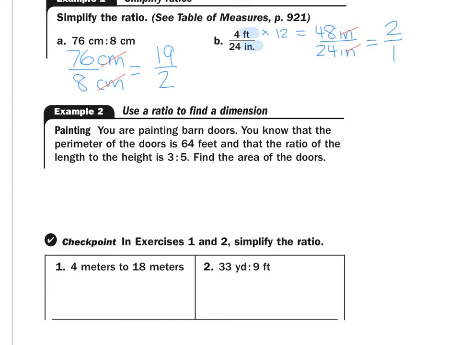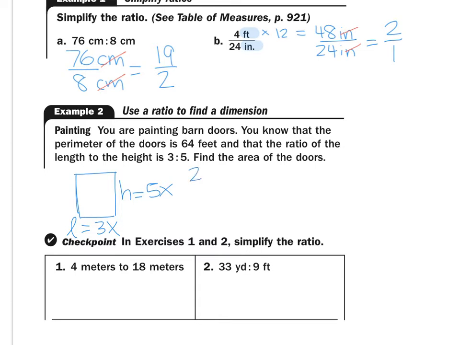In using ratios to find dimensions, I know the perimeter of the doors of this barn are 64 feet. The ratio of length to height is 3 to 5. So I like to draw a picture, length and height, 3 to 5. But I know that's the most reduced fraction, so I reduced it by some variable x.